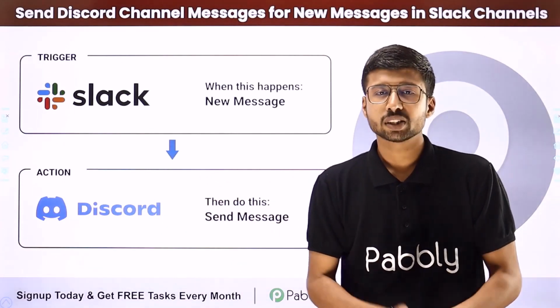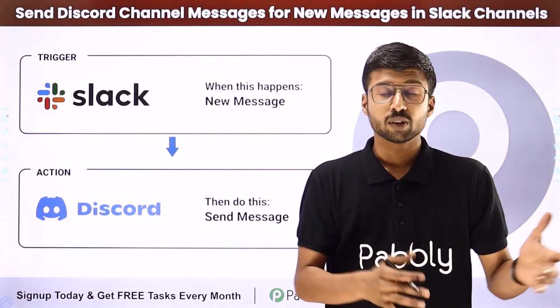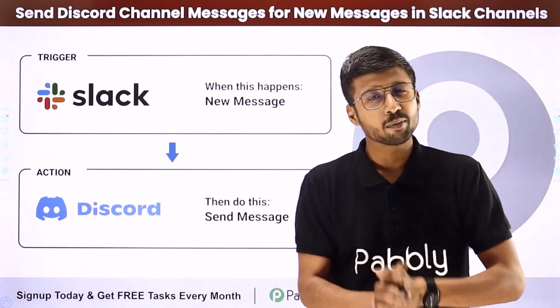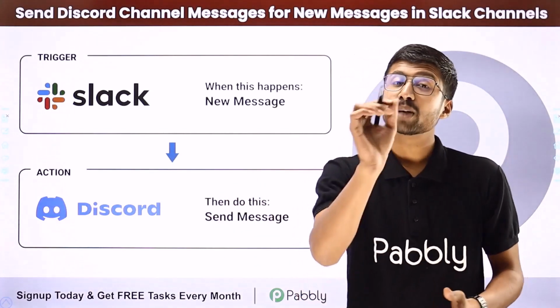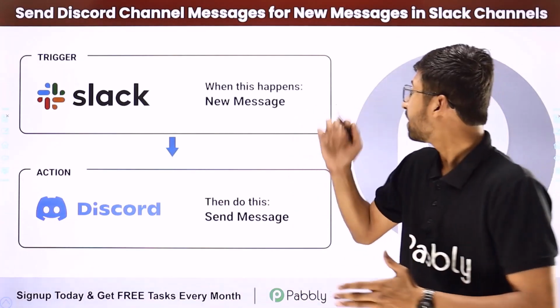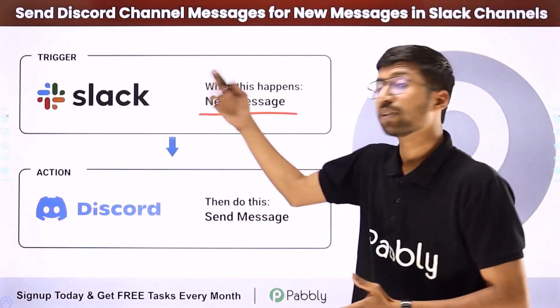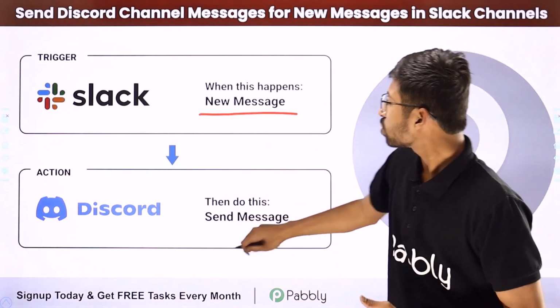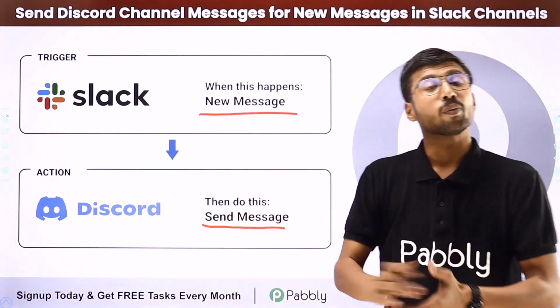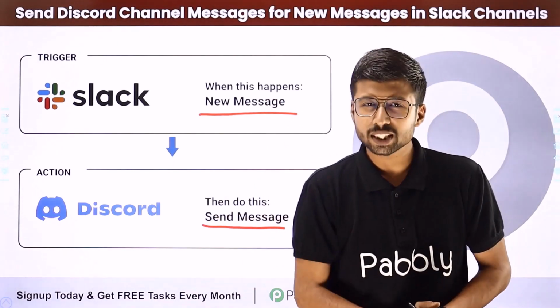Now guys, the manual process of sending or copying the message from one platform and sending it to others can be very much repetitive and time consuming. So in this video, we are going to set up an automation using which whenever a new message will be shared on our Slack channel, automatically the exact same message will also be sent on our Discord channel. Now guys, how you can set up this automation?